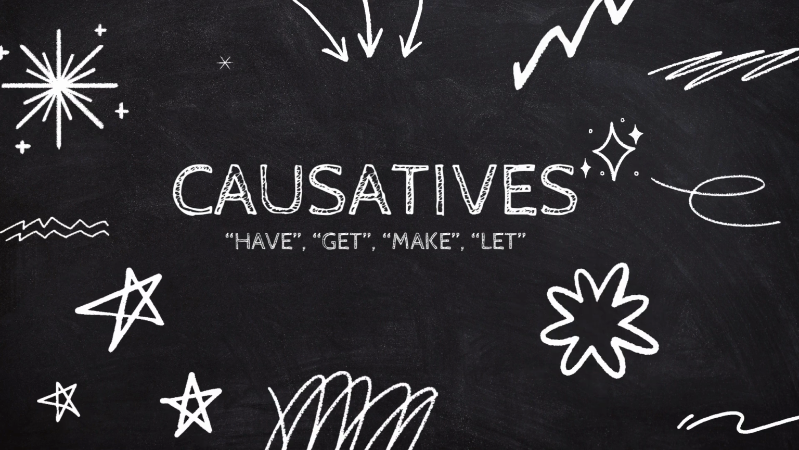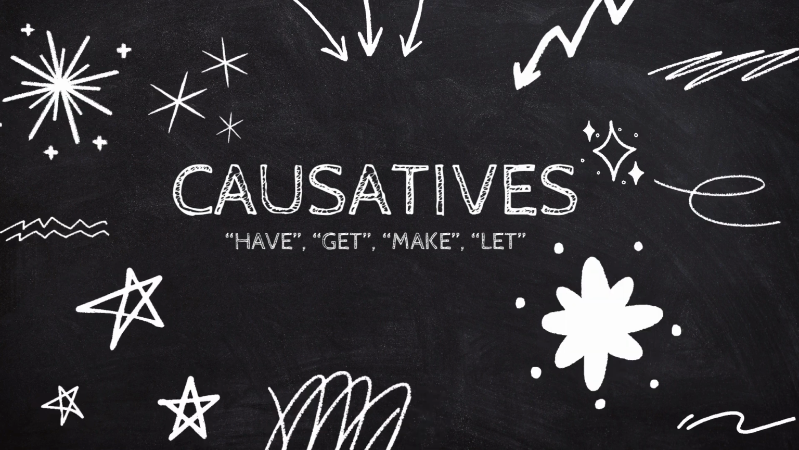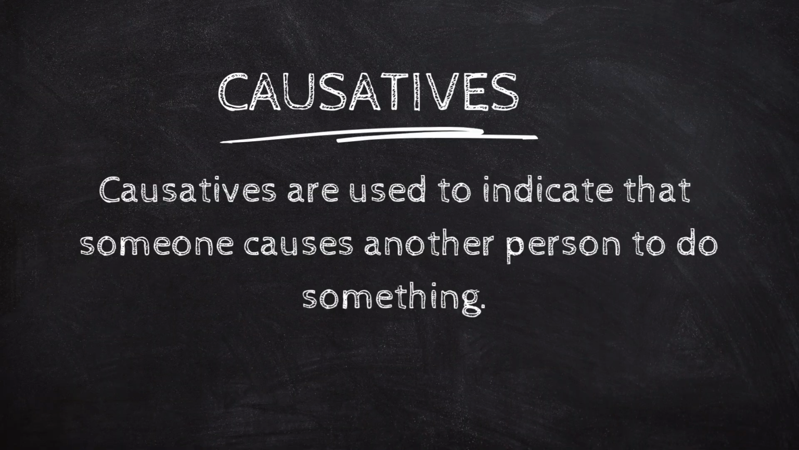I'm going to explain the form of causatives, meanings, and how to use them in sentences. We use causatives to indicate that someone causes another person to do something.